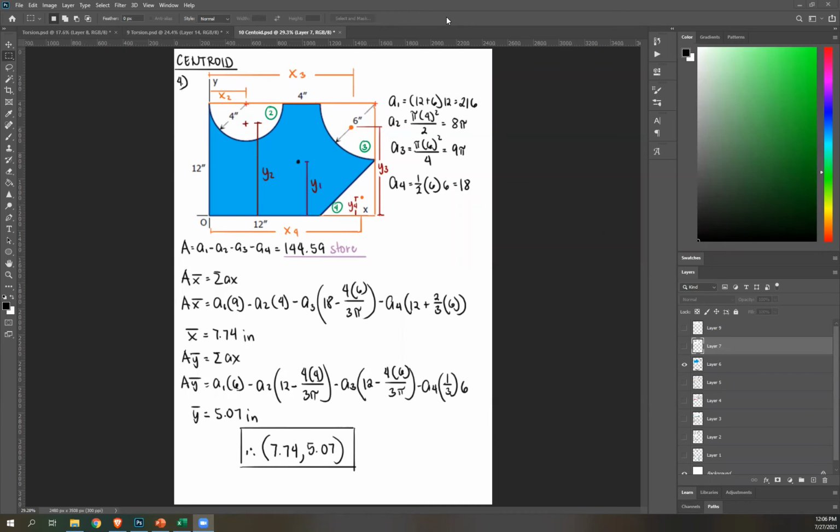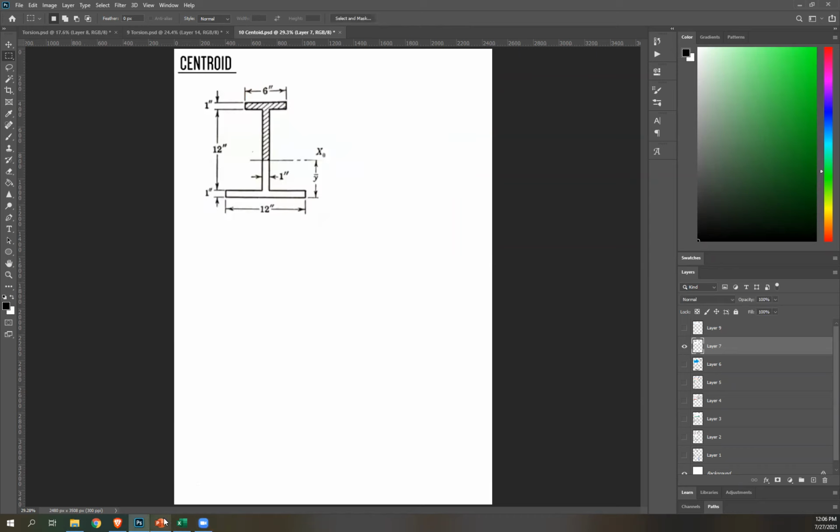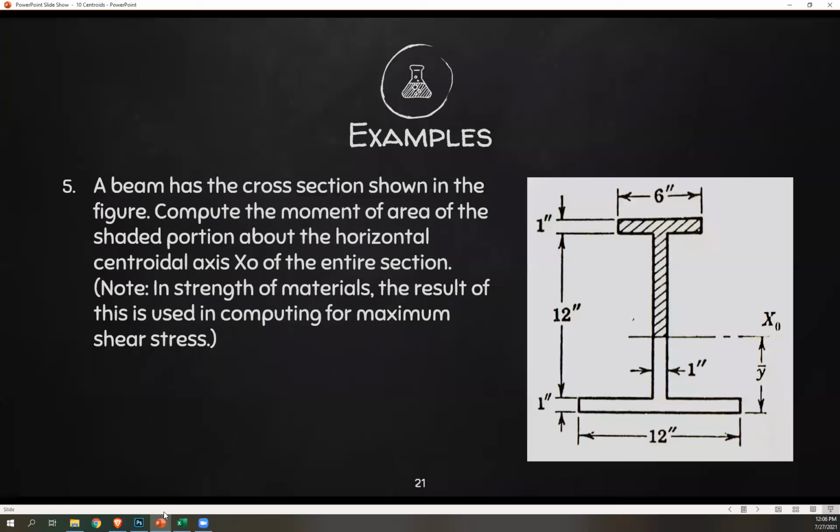Last meeting, we solved up to problem number 4 for centroids. So today, we'll continue on to problem number 5. Number 5, a beam has the cross-section shown in the figure. Compute the moment of area of the shaded portion about the horizontal centroidal axis x sub O. So this is your horizontal centroidal axis x sub O of the entire section.